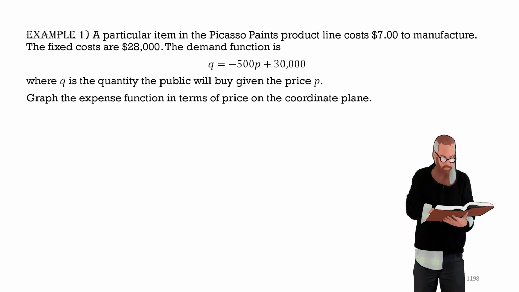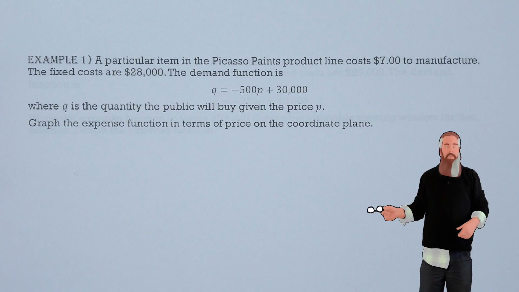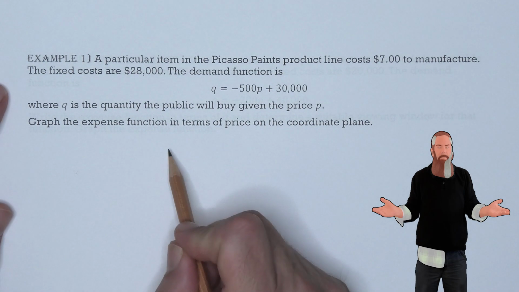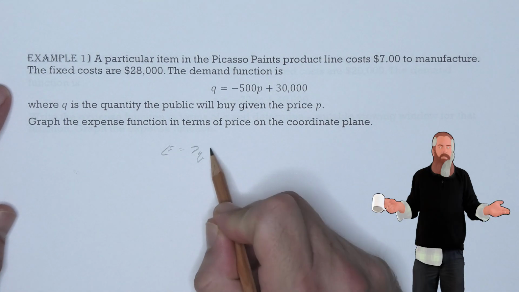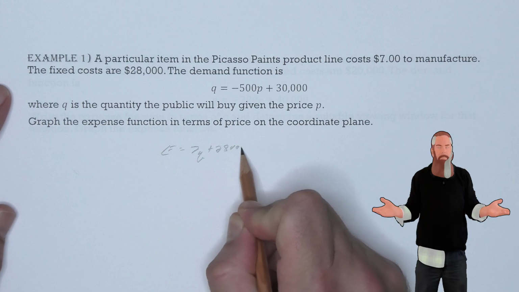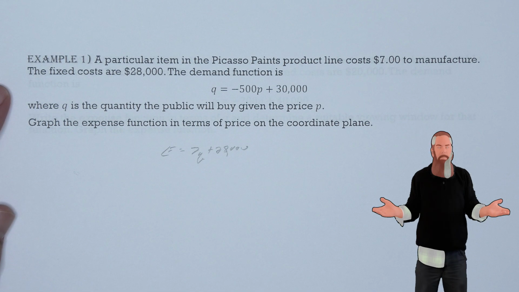Graph the expense function in terms of price on a coordinate plane. The expense function is E = 7Q + 28,000. Now we're going to substitute for Q to find the expense function in terms of price.